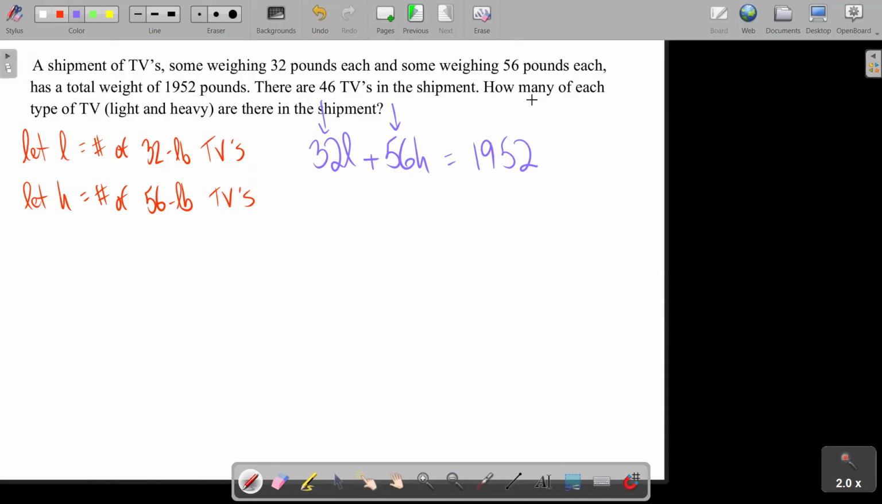Then you get the second equation, which is a joke. Sorry, I don't mean any offense if you don't see it, but it's in the next sentence. What does it say? There's 46 TVs. So what does that mean? It means that the number of light TVs plus the number of heavy TVs simply has to equal 46.